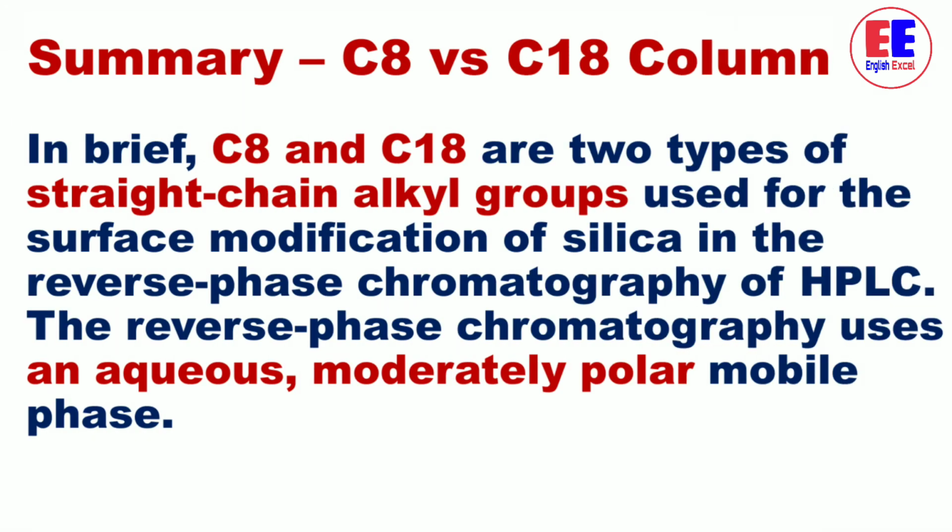In brief, C8 and C18 are two types of straight chain alkyl groups used in the surface modification of silica in the reverse phase chromatography of HPLC. The reverse phase chromatography uses an aqueous, moderately polar mobile phase. This is all about the basic difference between C8 and C18 column of the HPLC. I hope you understand the video.